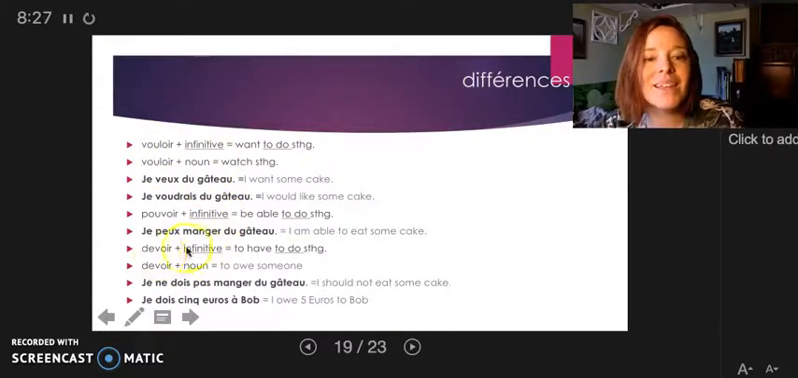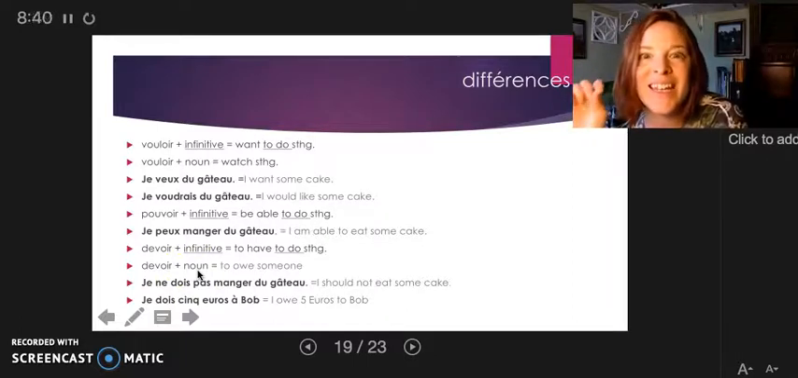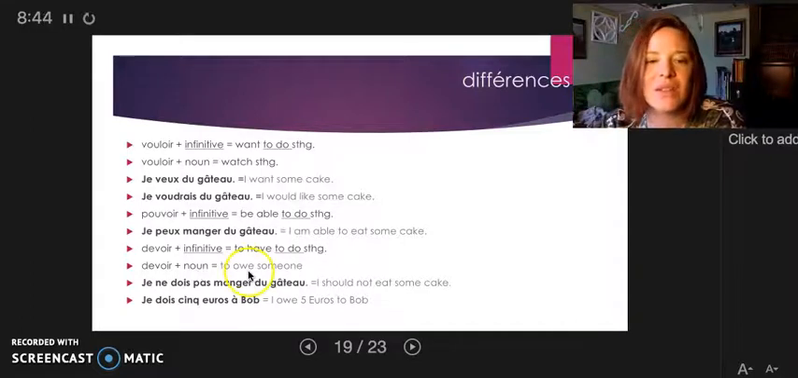Similarly with devoir, it's going to need an infinitive. And if you put a noun in there, that sounds like you owe somebody. So you can technically use devoir with a noun, but normally you will only use it with money, and then it changes meaning. It means I owe you some money. So that's very interesting. So let's take a look at these examples.